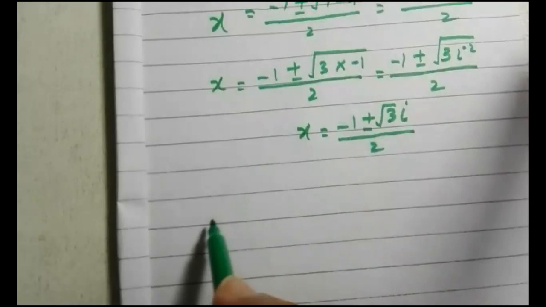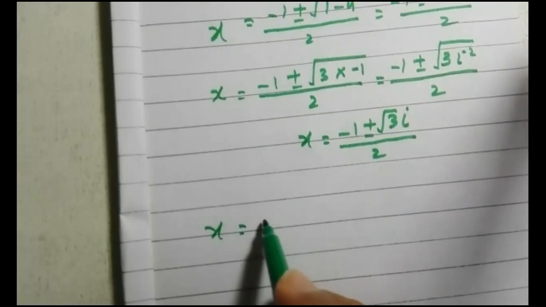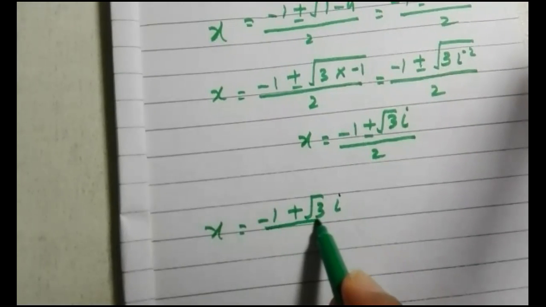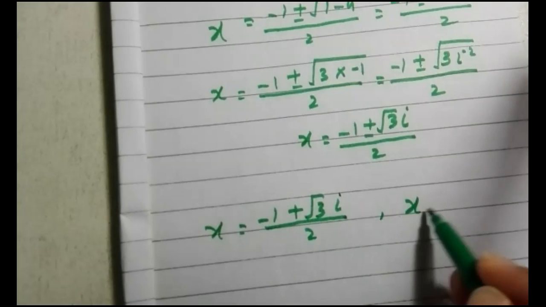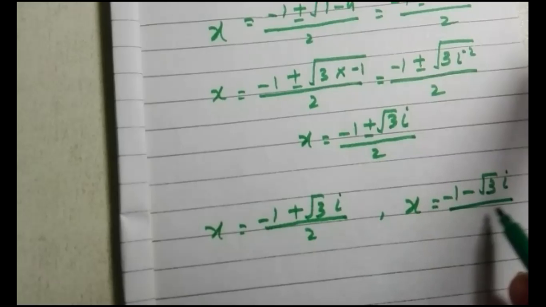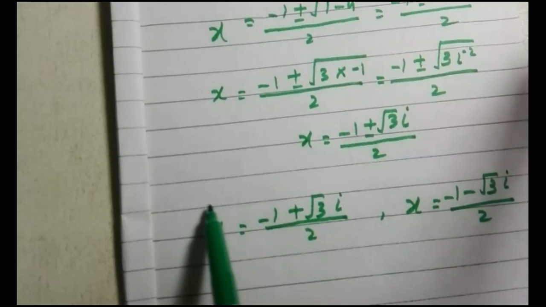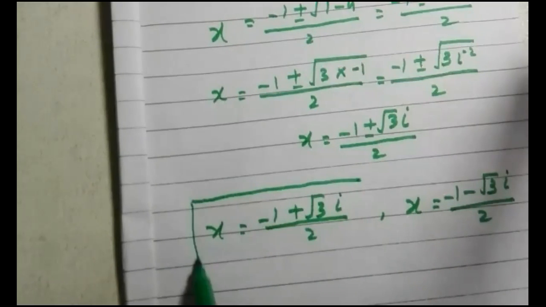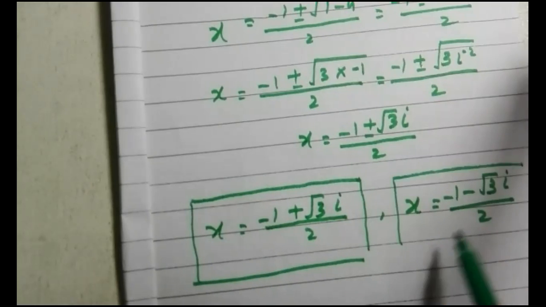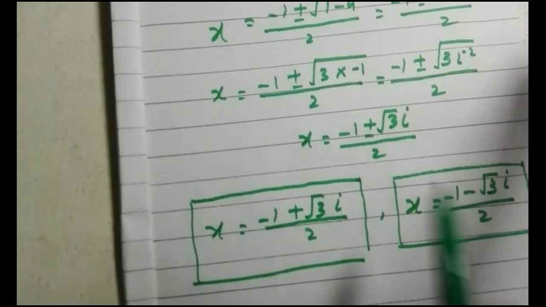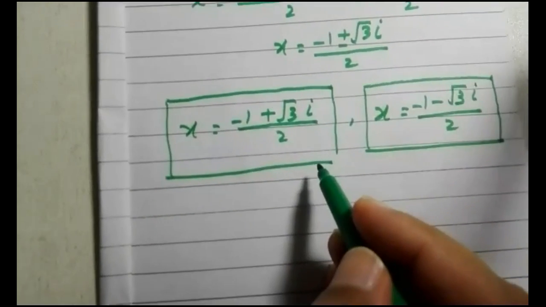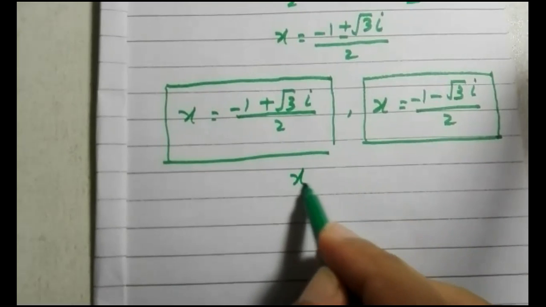If you write it separately, one will be (−1 + √3 i) / 2, and the other will be (−1 − √3 i) / 2. So we have gotten two more answers. These are in the form of complex numbers, the terms involving iota are called complex numbers. We have already gotten x = 1 on the previous page.